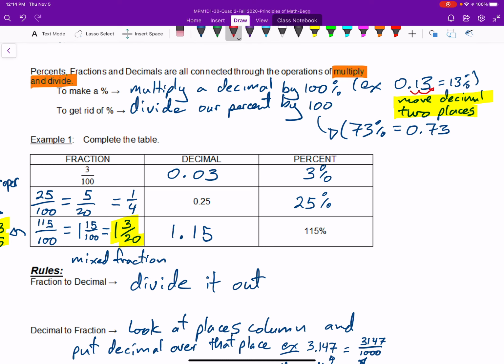So if there's no decimal written, like here at 73%, I can always assume there's one at the end, and if I move it 2 places to the left, that becomes 0, and we can put the 0 in front, 0.73.